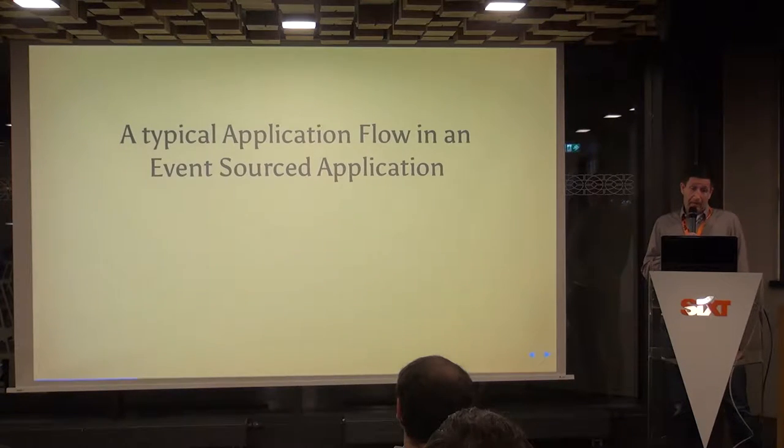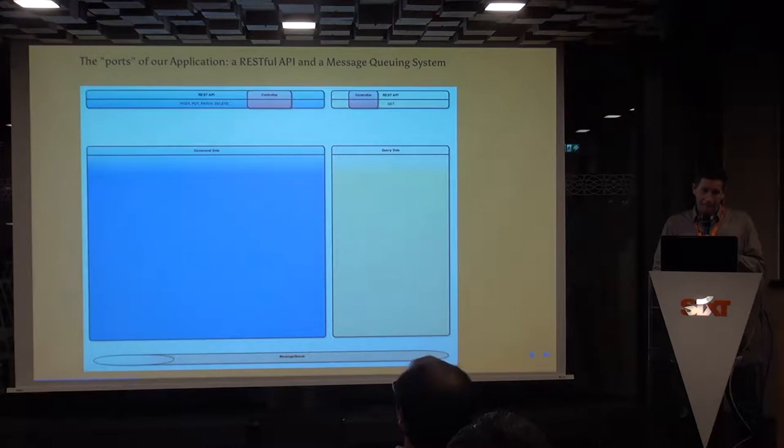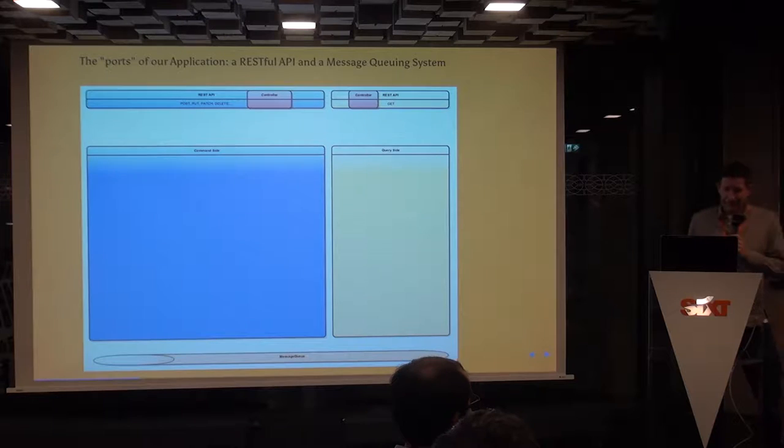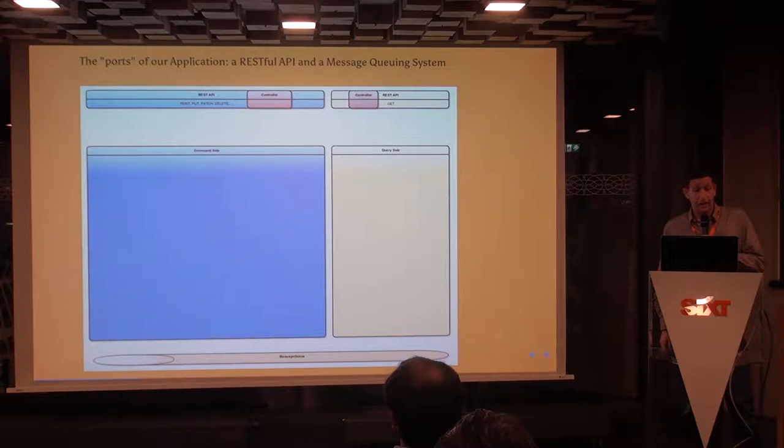So let's have a look at the typical application flow in an event sourced application. The ports of our application are typically a RESTful API and a message queuing system. Ports is borrowed from a DDD concept named hexagonal architecture. It simply means it's where the data flow comes in and goes out. So something like a database is a different concept. This is really how you can talk to the system, or the system can talk to the outside world.